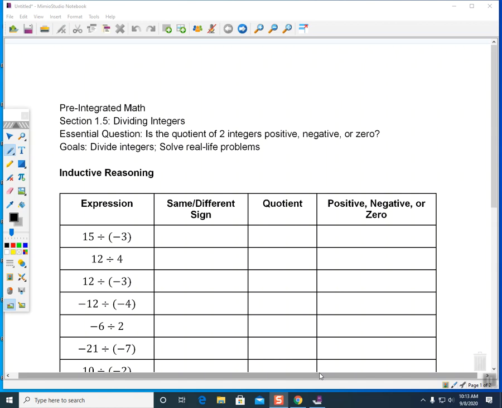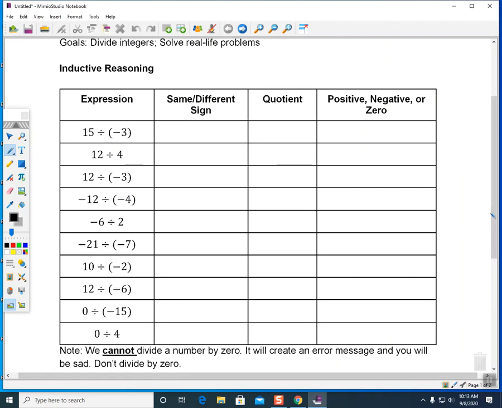All right, we have done adding, subtracting, and multiplying integers. So we are now moving on to dividing integers. The question that we're looking at is, is the quotient of two integers positive, negative, or zero? And in addition to that, how can we tell? We're going to do some similar things that we have done in the past, some inductive reasoning, to see if we can figure out any patterns that come with dividing integers.